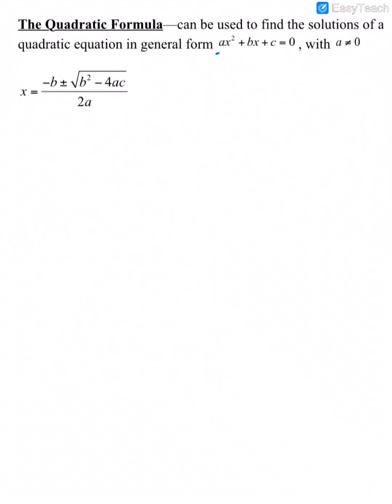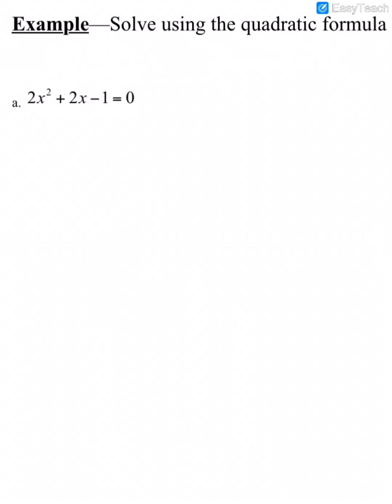That's what I usually call it, standard form. So this is the form. It's in descending order according to the exponents. Our x squared term is first, then our x term, and then our constant. The reason we do that is so we can pull out those coefficients to plug into the quadratic formula. So let's see how we use this equation.